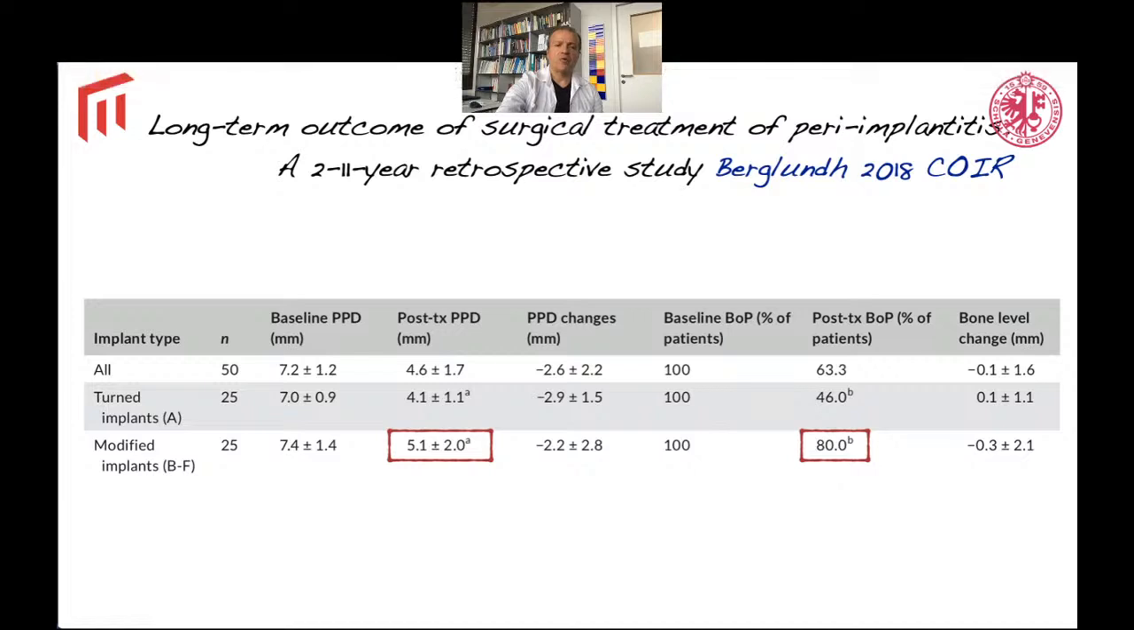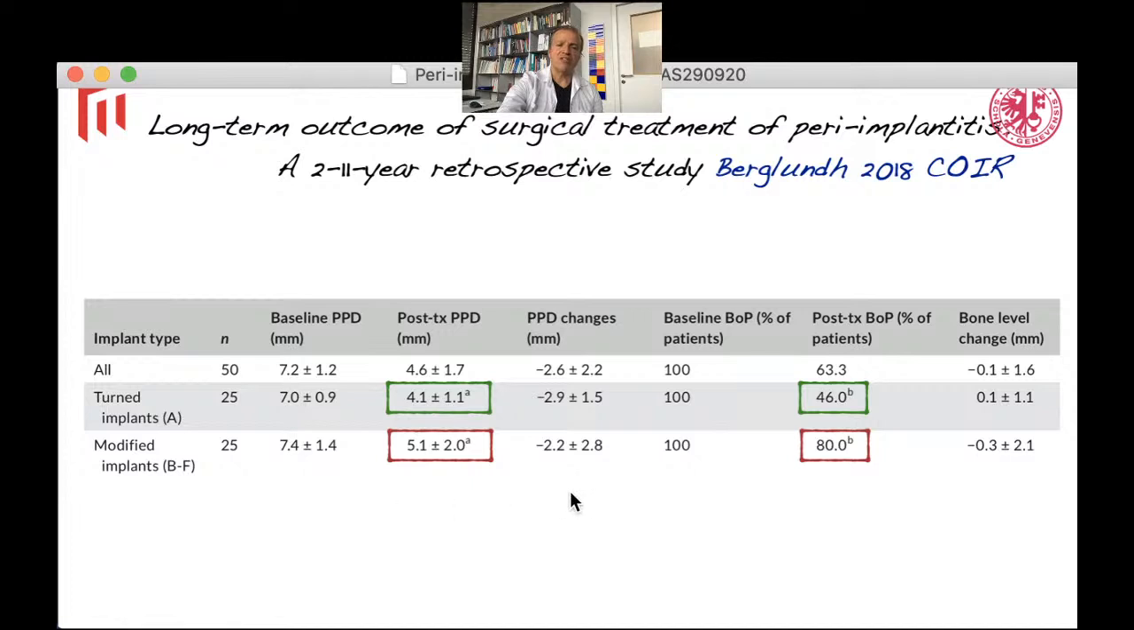In contrast, when looking at the low-tech machined surface implants, we had an average pocket depth of 4 millimeters, and the majority of the implants showed a low tendency for bleeding.